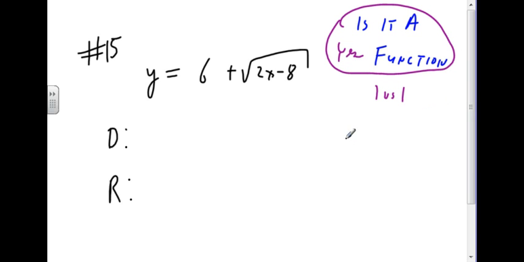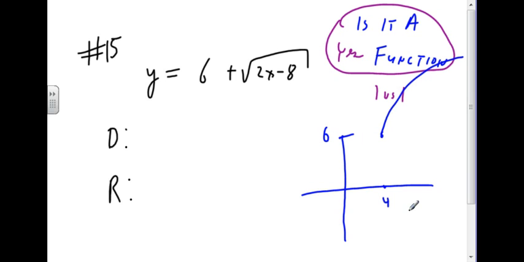If we were to draw it, what would it look like? At 0, well, I can't be at 0, but I could be at 4. So at 4, I would be at 6, and then I would go up from there. So a function doesn't need values. I'm not allowed to be there because I can't be 4, but I don't need any values to the negative side just to be a function.